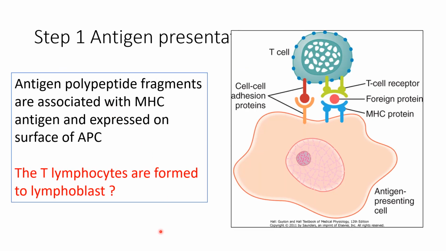The second step is antigen presentation, in which the antigen polypeptide fragments associated with MHC proteins are expressed on the surface of antigen presenting cells. Here you can see the MHC protein represented in blue color is interacting with the T cell receptor of the T cell, and this interaction is known by the name of antigen presentation.